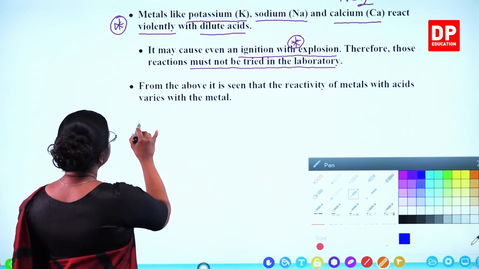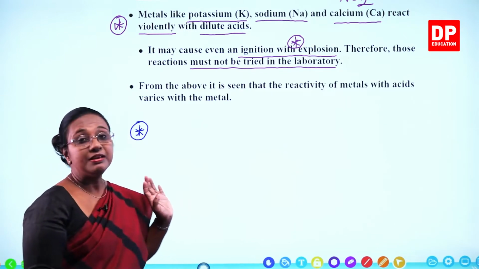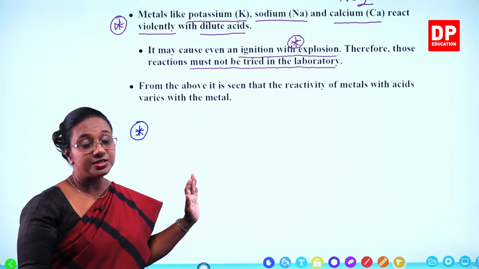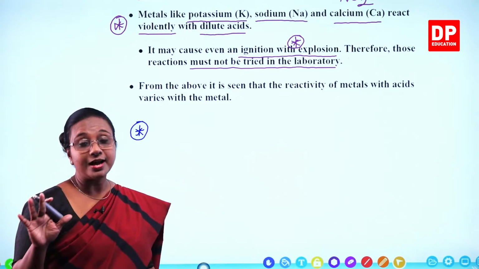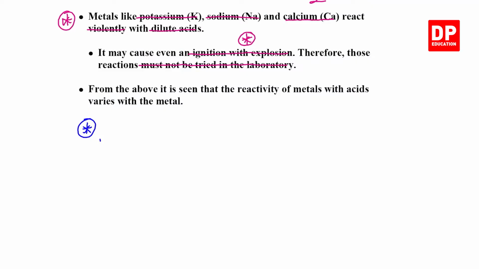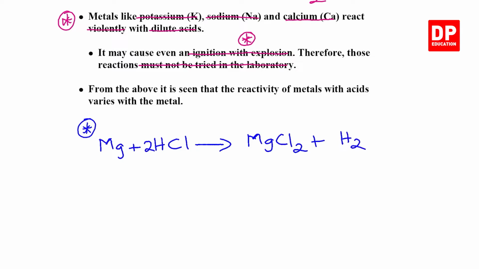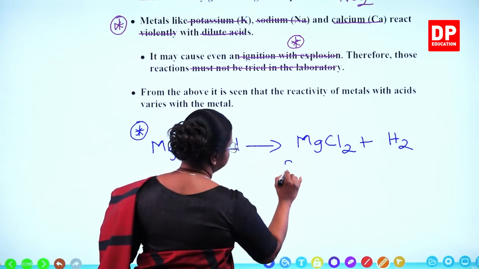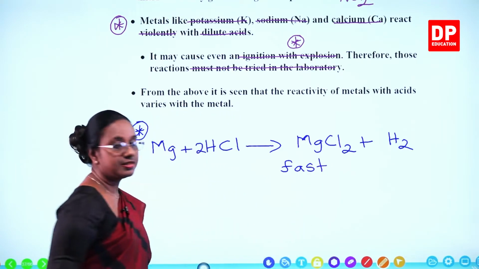Now you can remember, students, we will write down all the reactions that we observed during the activity. As I told you all, you need to know how to write the balanced chemical equations for all these reactions. We saw the reaction of magnesium with hydrochloric acid. What were the products? Magnesium chloride and H2 gas. To balance, we need to have 2 hydrochloric acid. And this is a fast reaction.